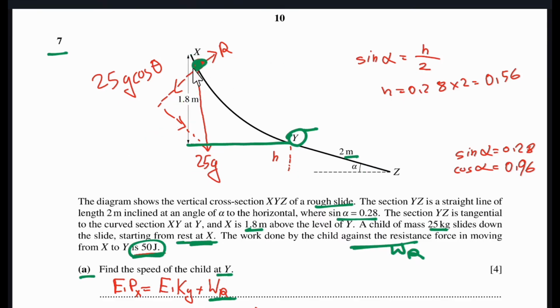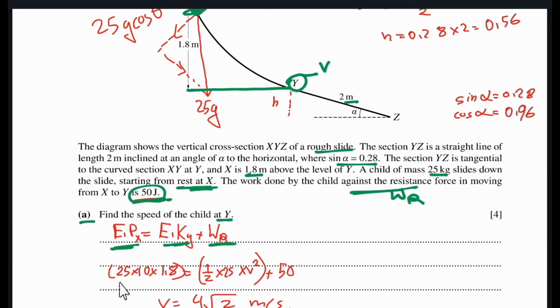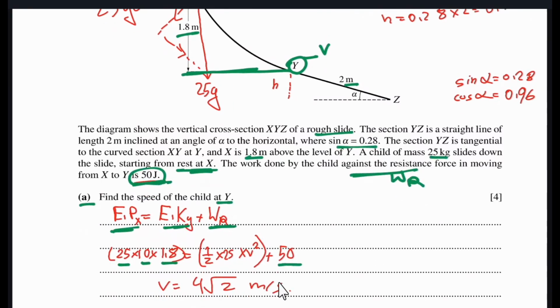So at x there is only gravitational potential energy, and at y there is work done against resistance, that is 50 joules, and the kinetic energy at y, where we need to find the speed v. So mass times gravitational acceleration times height, with this as the base, the height is 1.8 meter, is equal to kinetic energy, half mv squared, plus work done against resistance. So the velocity that we get is 4√2 meters per second.